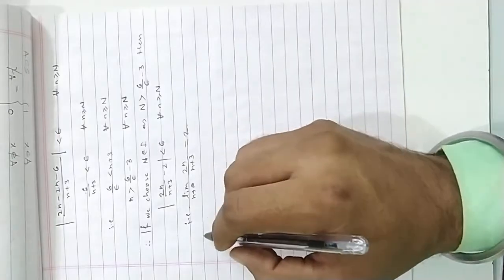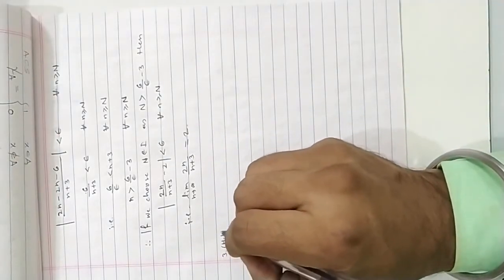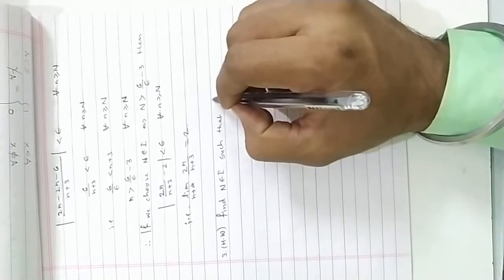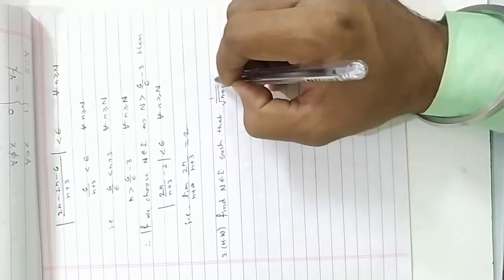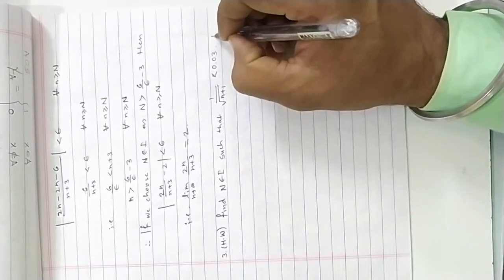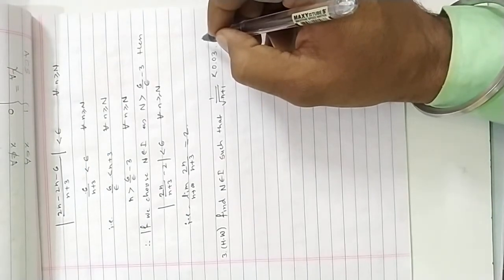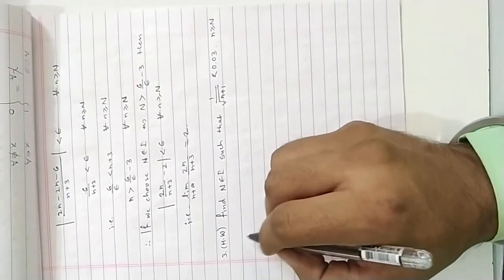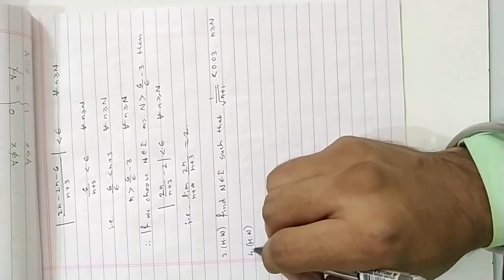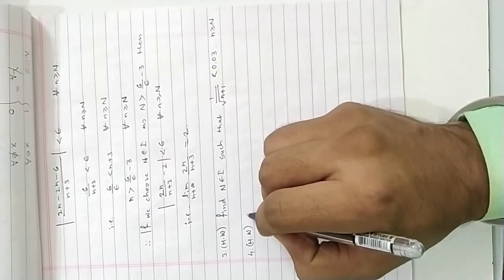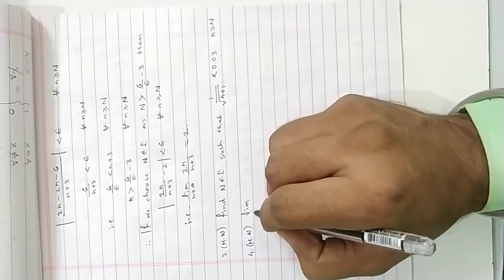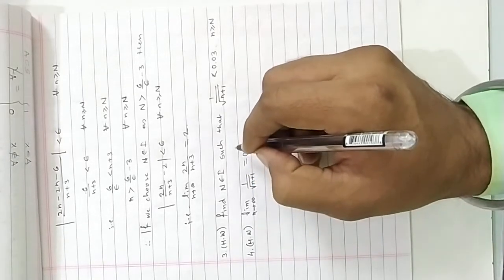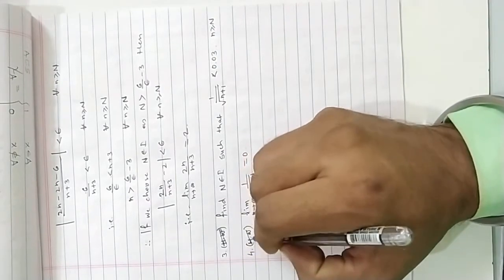So one example for homework is there. Find a positive integer N such that 1/√(n + 1) is less than 0.03, and it should be true for all n greater than or equal to N. So try to find out. The next example for homework also: the limit of 1/√(n + 1) is 0. Try to show this. Instead of homework, take it as an assignment.